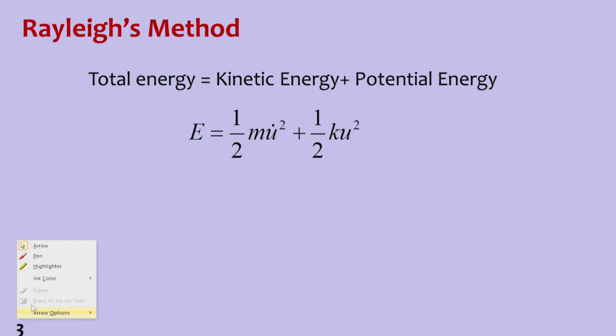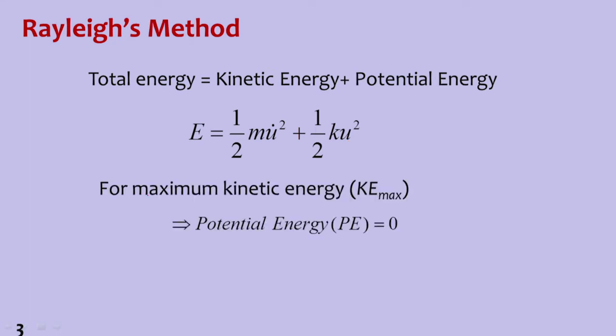As you can see in this equation, E is equal to half m u dot square plus half k u square, where m is the mass of the structure or mass of the system, u dot is velocity and u is the displacement. So, half m u dot square plus half k u square is the total energy of the system.